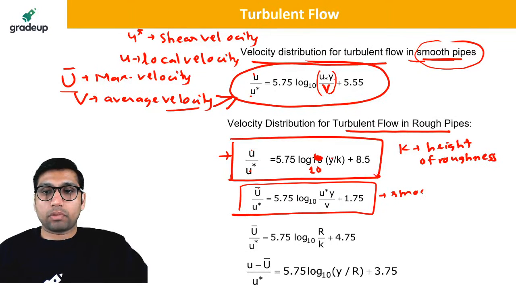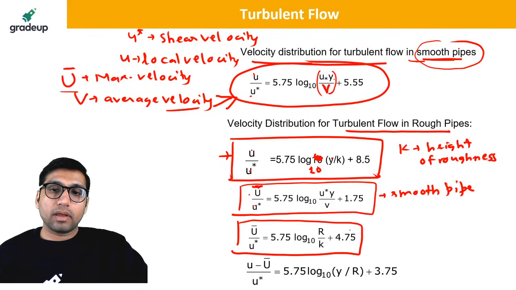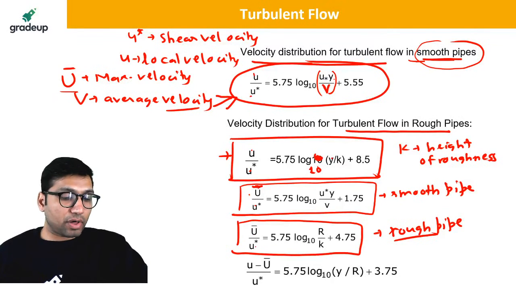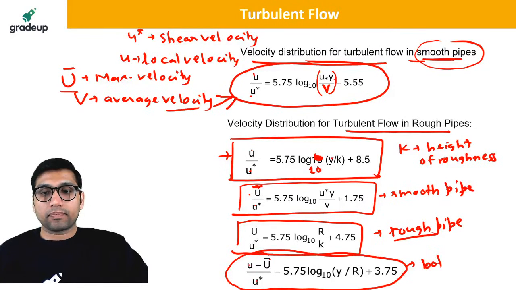This is a relation for turbulent flow through smooth pipe in terms of average velocity and shear velocity. This is a relation for rough pipe in terms of average or mean velocity and shear velocity. And this is the relation for the difference of the local and average velocity and shear velocity. This can be used for both rough and smooth pipe.